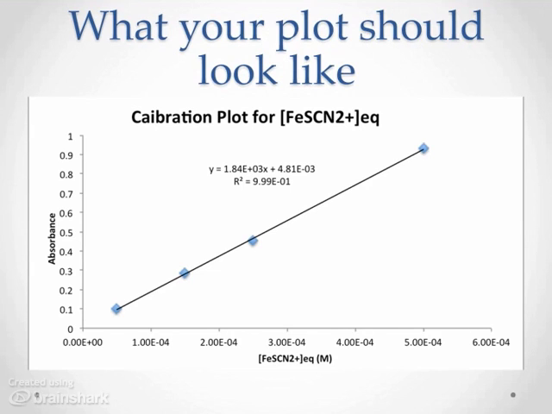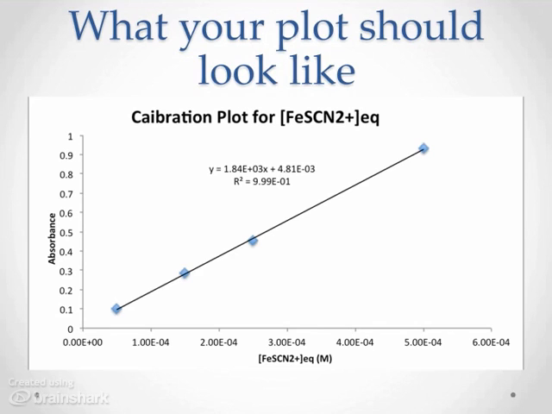Here I have an example of what your plot should look like. This is just data that I collected from a previous semester, and you can see that the student has plotted absorbance data as their y-axis data, with no unit associated with that, and the x-axis data is the iron thiocyanate concentration at equilibrium. There is a unit associated with that, and that unit is molarity, so that's clearly displayed on their plot. They've also put in a trend line, and we have the equation relating to that trend line. And we've also got a nice R squared value, and you can see just how good those points are fitting to that trend line.